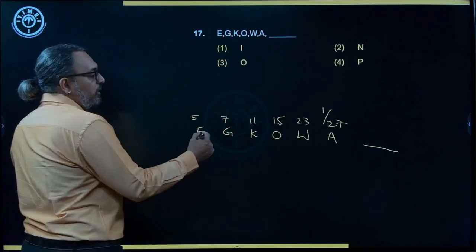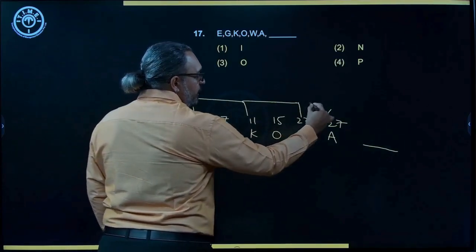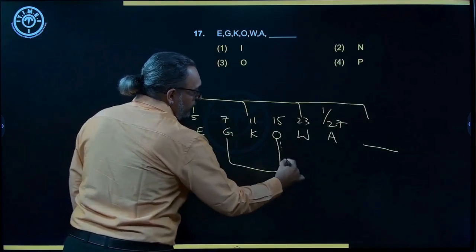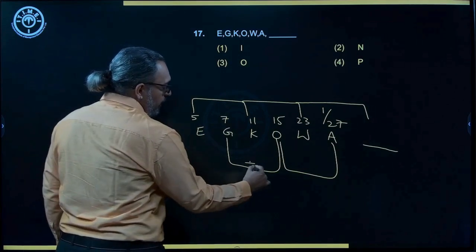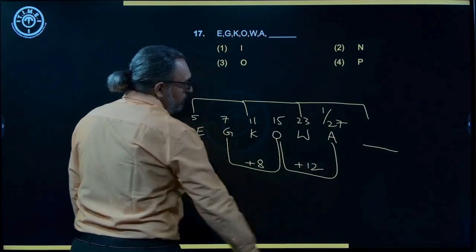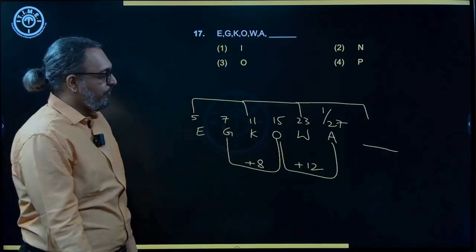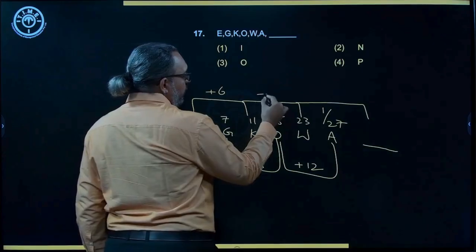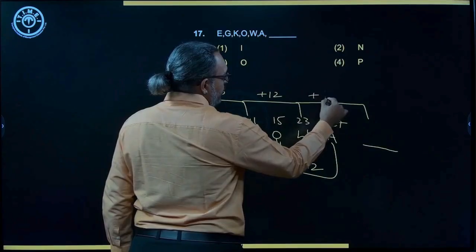Now if I take them alternately, like 5 to 11, 11 to 23, 23 to the next, and here 7 to 15, 15 to 27, if I take alternately. So from 7 you are adding 8, you get 15. From 15 you are adding 12, you are getting 27. So you are increasing 4, 4. Correct? And here from 5 you are adding 6, from 11 you are adding 12, then from here you add 18.